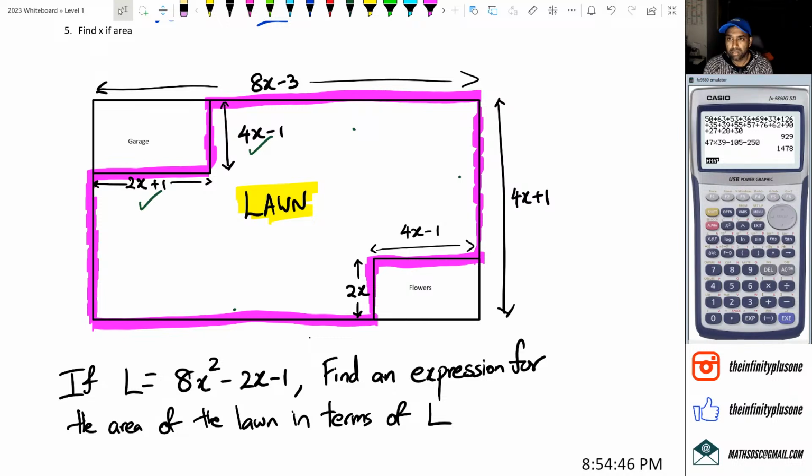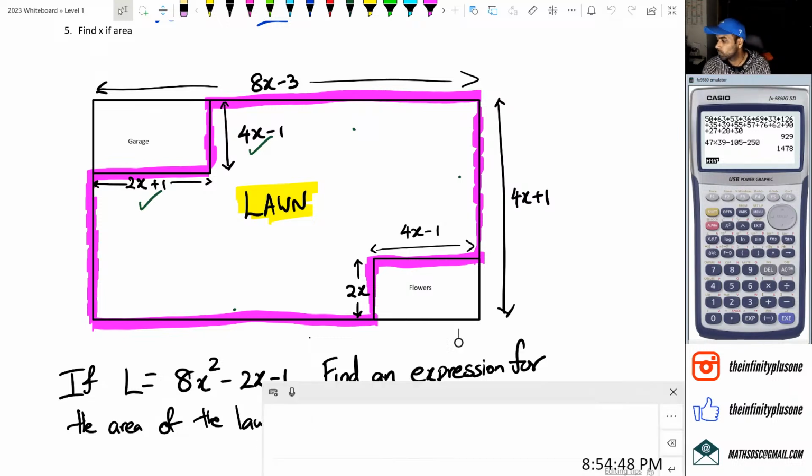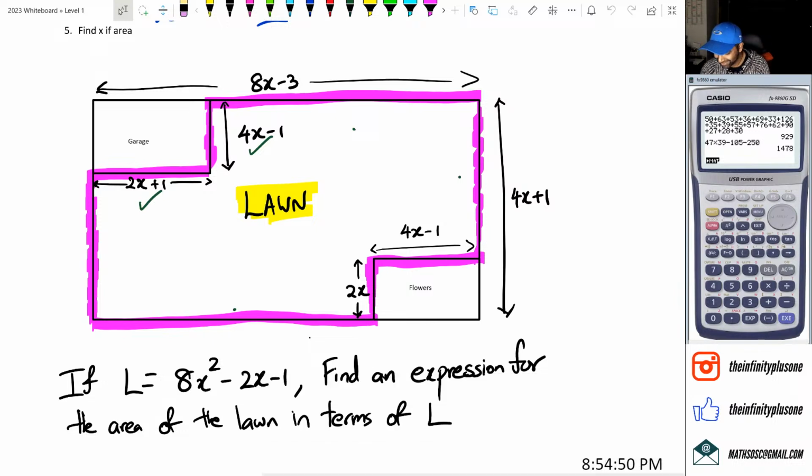So this question, all I'm gonna tell you guys is this: when you see something like this, first thing, don't panic, all right? Because all it's asking you to do is find an expression for the area. So all you have to do is get an equation for the area of the lawn. That's it. Do that, and then see if you can try and put L somewhere in it.